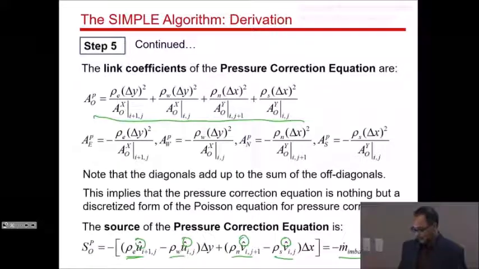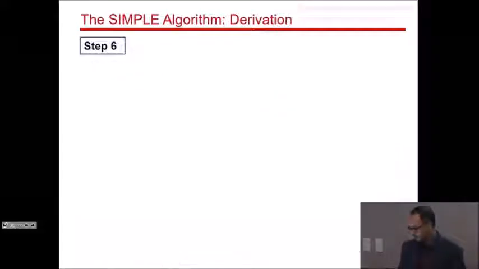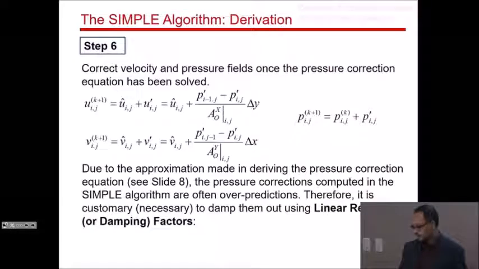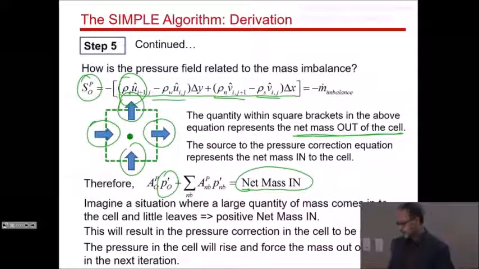Okay? So, that's what we're saying here, that this will result in the pressure correction in the cell being positive, because this is positive, the diagonal is positive, okay? And let's say for the sake of argument, just to understand this, that these are very negligible, okay? What that means is that you are going to get a positive pressure correction.